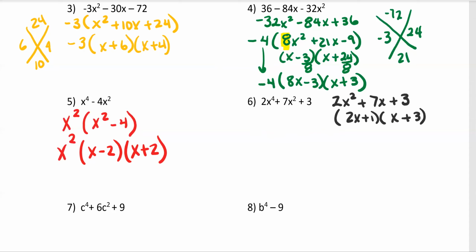Just ignoring. If we want to factor 2x to the 4th, it's just going to be 2x squared plus 1 and x squared plus 3. So now we have 2x squared plus 1 and x squared plus 3. So as I was saying, you can take the factors, if it were just 2x squared plus 7x plus 3, and apply that to 2x to the 4th plus 7x squared.